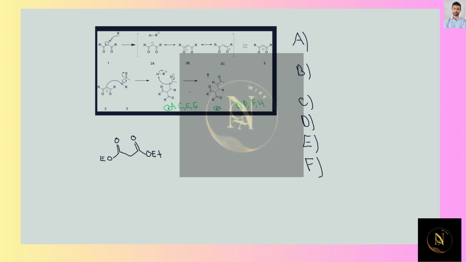We have our Michael donor, that is this compound over here, and I'm going to show you a neat trick to know what the final product is going to be without writing down the whole reaction mechanism. You can always review the reaction mechanism if you require it, but whenever you have a Michael addition, you need to bear in mind that the hydrogen that is more acidic goes away and reacts with the acceptor.